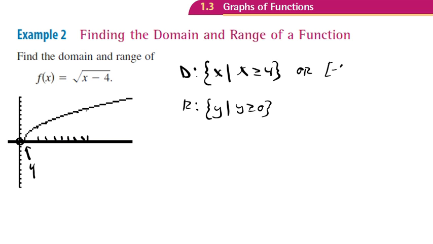bracket negative, actually positive 4. Let me fix that error. So we're going to do a positive 4 and then out to infinity.